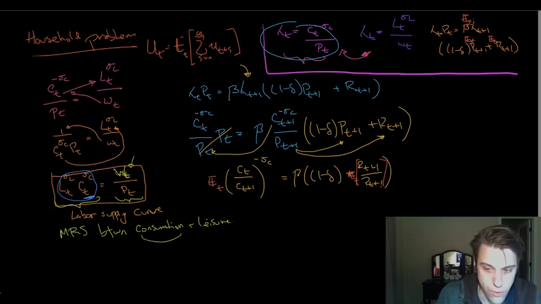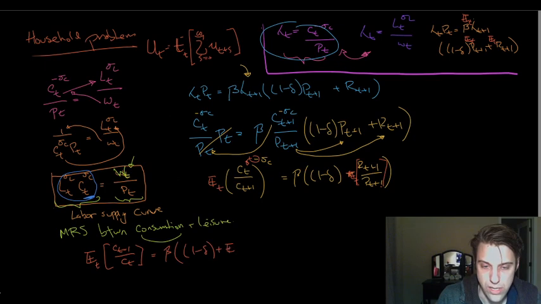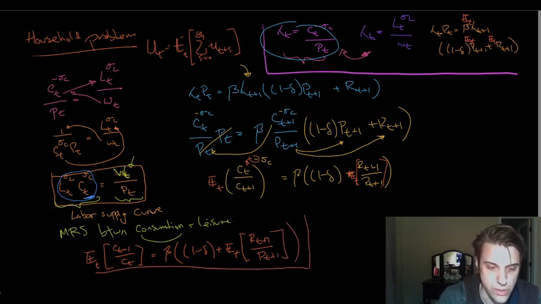Okay, so we're done. This hits the box. But the only thing we could do is flip this over. This minus sign could come inside, right? And so we could write this as the expectation at time t of C_{t+1} divided by C_t is equal to beta times (1 minus delta plus the expectation at time t of R_{t+1} divided by P_{t+1}). Okay, and this gets a box. And again, you should know this equation. You should know the name of this equation. This is the Euler equation.